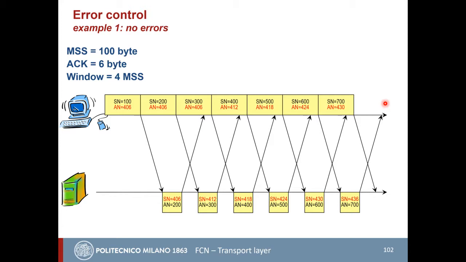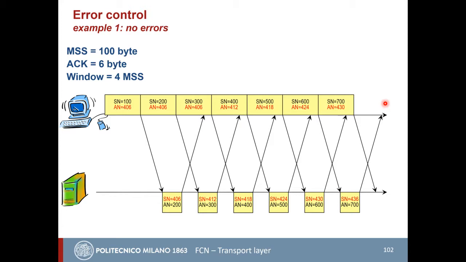In this case, we assume that A has data to send to B, so this is the client, this is the server. The server replies only with ACKs, and each ACK takes 6 bytes. So, again, you have in black the numbering of the flow from the top to the bottom, from the client to the server.